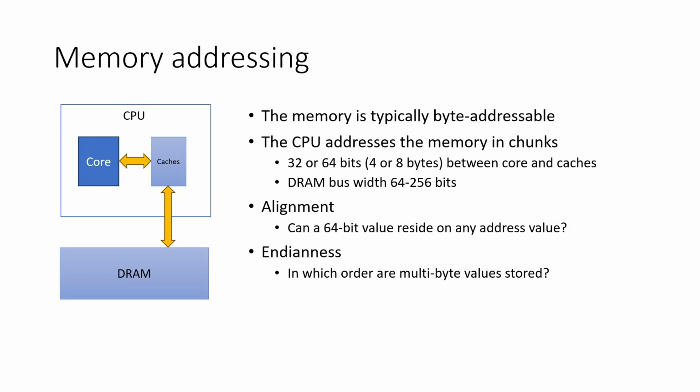Part of the ISA specification, and perhaps even more of the application binary interface or ABI, concerns the memory and how it's addressed. Most processors support a byte addressable memory, but the CPU most often uses the memory in chunks. Between the core and the cache memory, the width is often 32 or 64 bits, and between the DRAM and the CPU, it's often larger. The CPU can put constraints on how a word can be laid out in memory. It might require that they are aligned in memory.